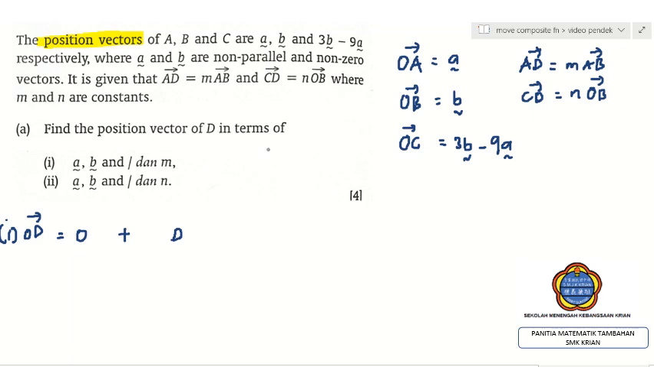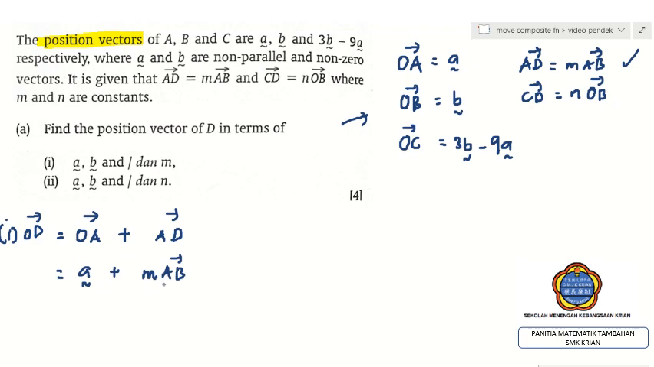Vector OD, try to relate with this OA, OB, OC. That is the relation we can do: OA plus AD. If we use another letter, for example OB plus BD, we cannot get the answer because it has no relation with what is given in the question. What is OA? OA is A. What is AD? AD is mAB. You choose from here.